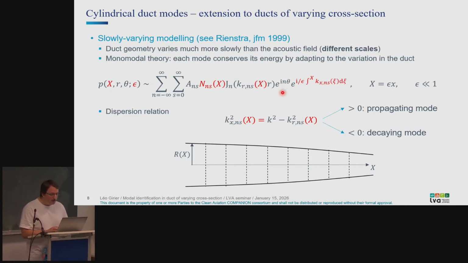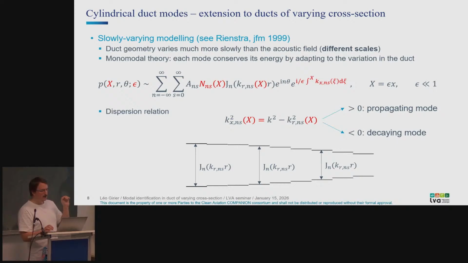Just to make it a bit more visual, imagine this duct on the bottom side, with a given radius function of x. When we say that the duct geometry varies slowly, we mean that we can almost consider the duct wall to be horizontal. So imagine this view of a discretized duct in different segments of constant height, or constant radius, cross-section surface area.